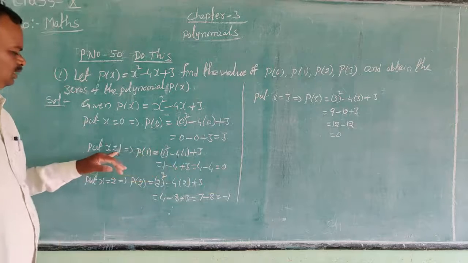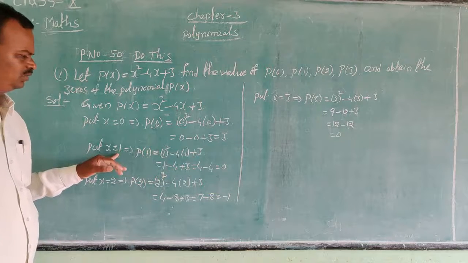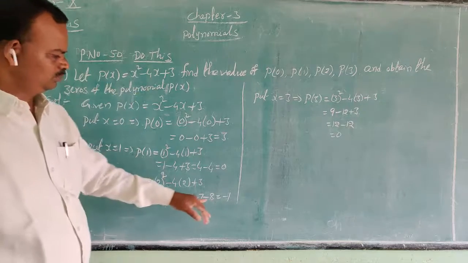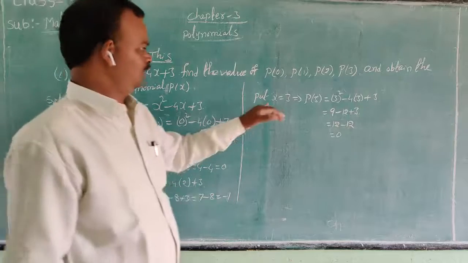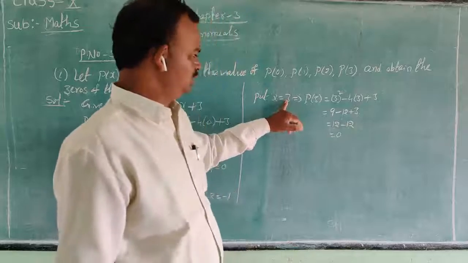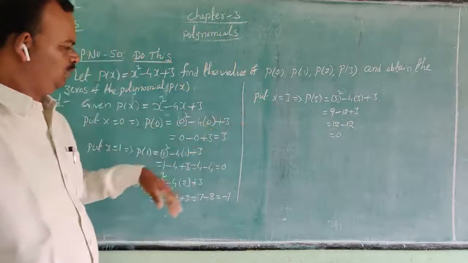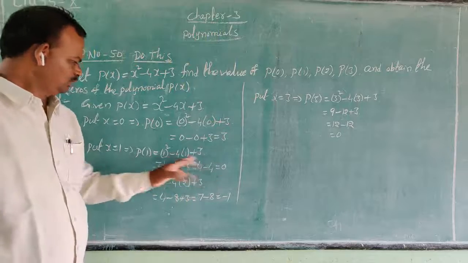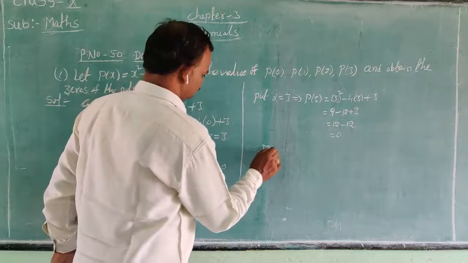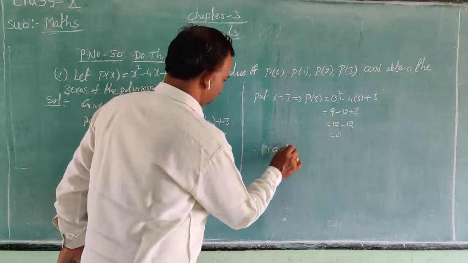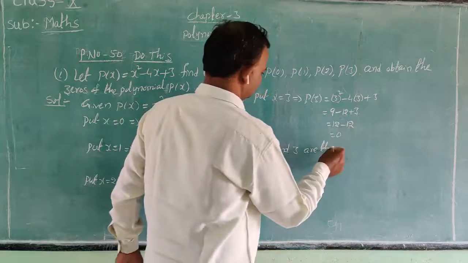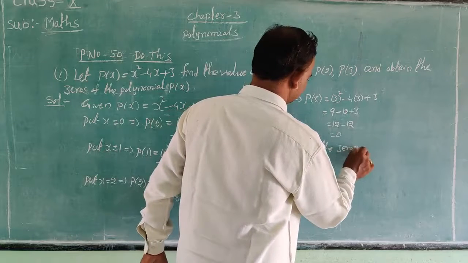That means x is equal to 1 is a zero of the polynomial P of x. And here P of 2 is equal to minus 1. P of 3 is equal to 0, so it is a zero of the polynomial. That means x is equal to 3 is a zero of the polynomial. Here there are two zeros, 1 and 3, the zeros of the polynomial.